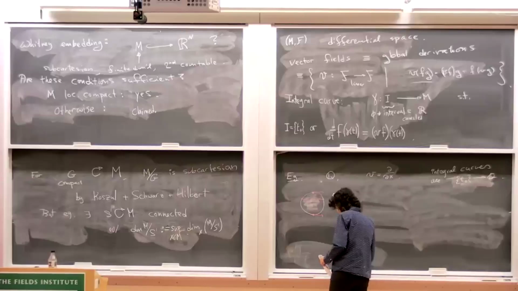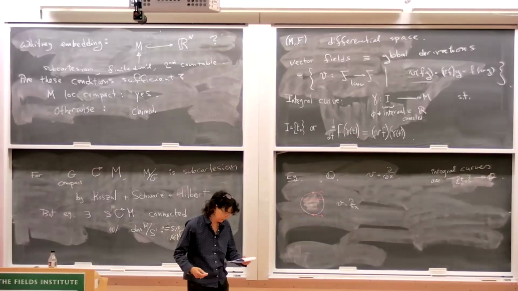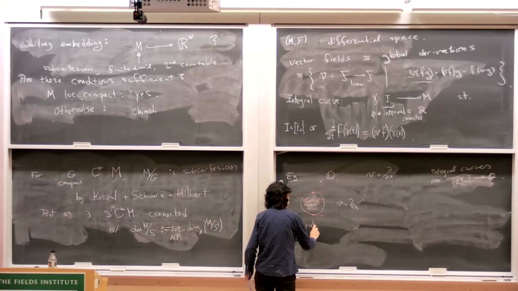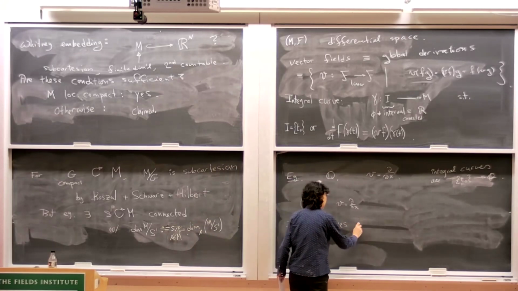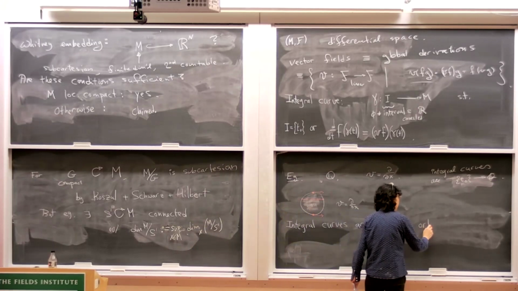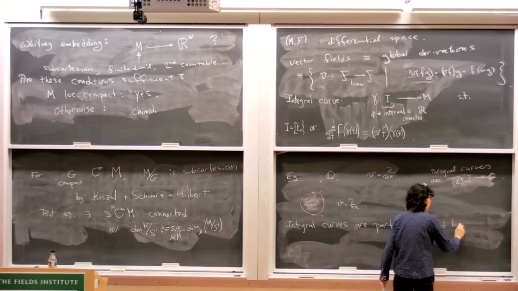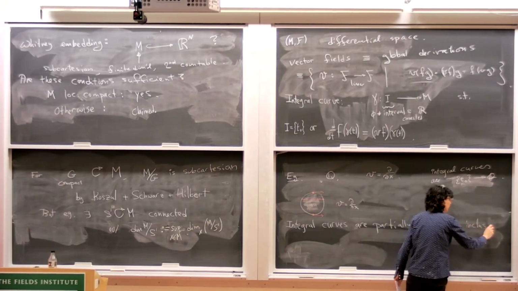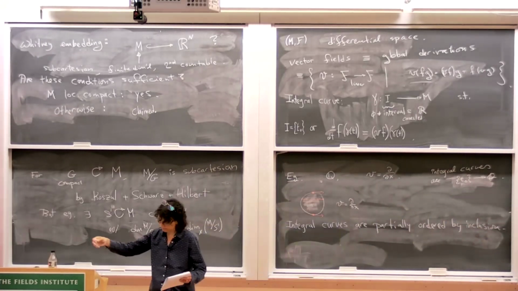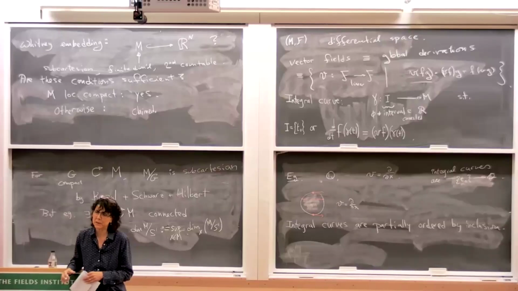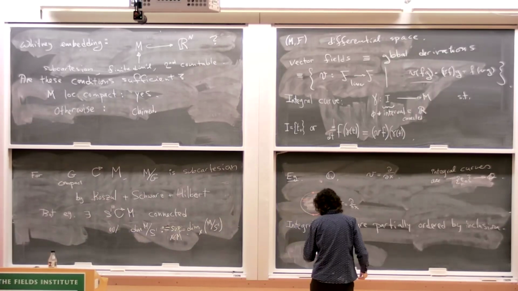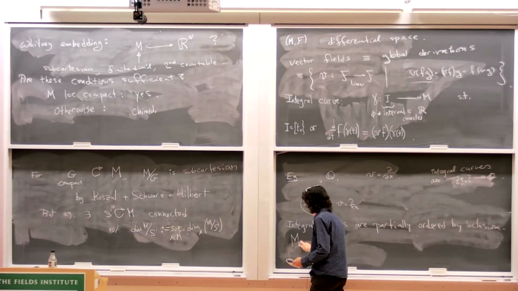Now, integral curves, as usual, are partially ordered by inclusion. An integral curve is included in another if it is obtained from the other by restricting to a subinterval. And then we have the notion of maximal integral curve.